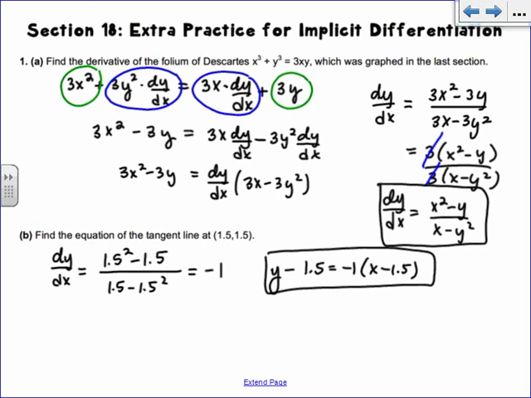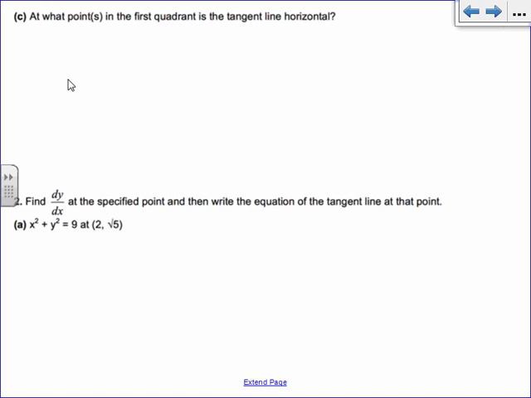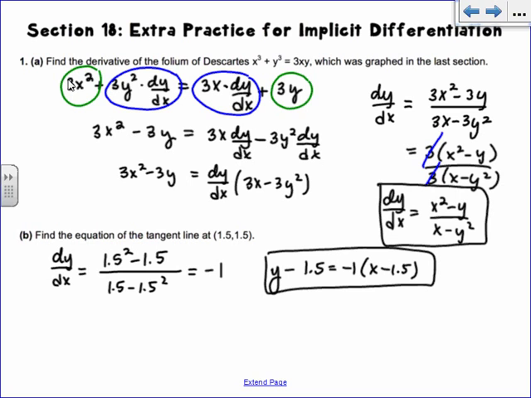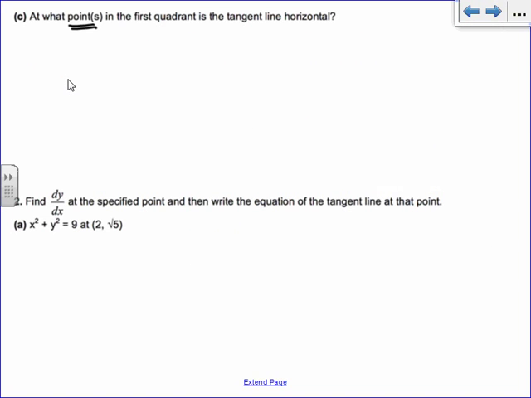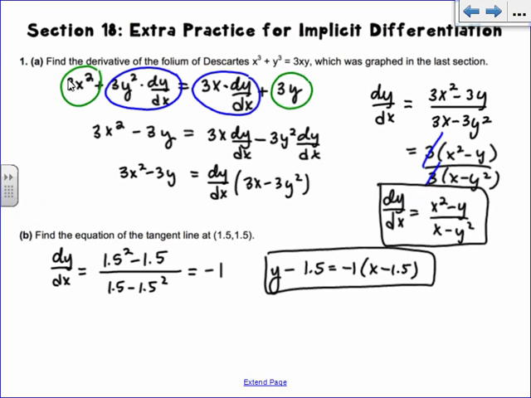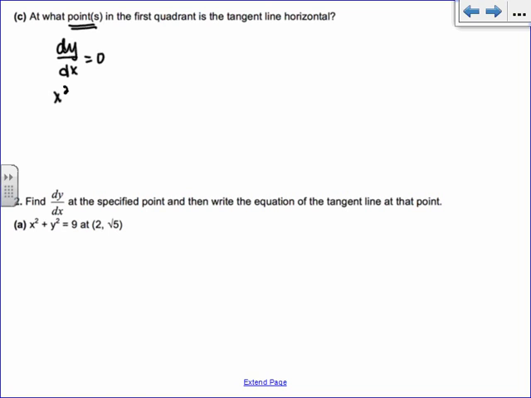So are we good so far? A and B good? All right, part C is kind of the weird one. Part C says, at what point or points in the first quadrant is the tangent line horizontal? It's important when we use the word point: whenever you see point or points, you need an x coordinate and a y coordinate. So where is the tangent line horizontal? Our derivative was dy over dx equals x squared minus y over x minus y squared. If it's going to be horizontal, we want that numerator to equal 0. So we want dy over dx to equal 0. A lot of times you get a point just for writing that. So we want x squared minus y to equal 0, the numerator to equal 0.